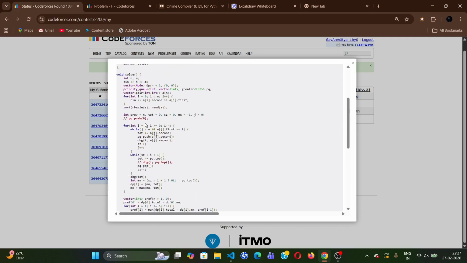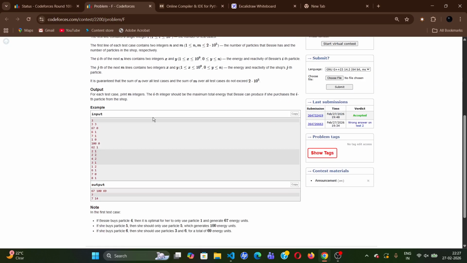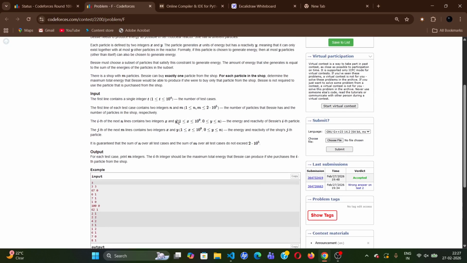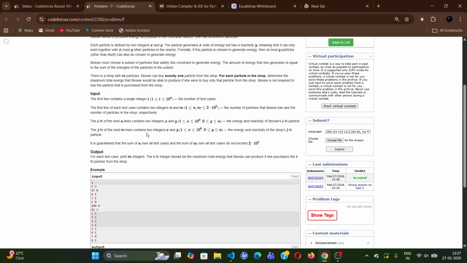So I calculated the, okay, let me read the question once again. Exactly 1. So we can use that exactly 1 particle, or we can also avoid using that. So first we are checking for the value y. We are sorting in the reverse order so that we get y equals to n, then y equals to n minus 1, like that.